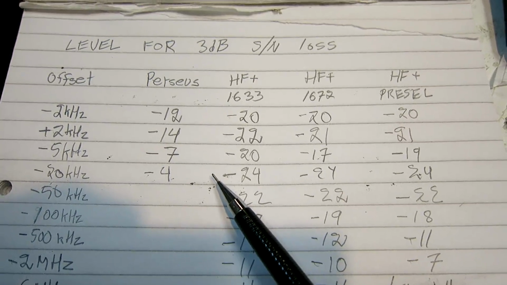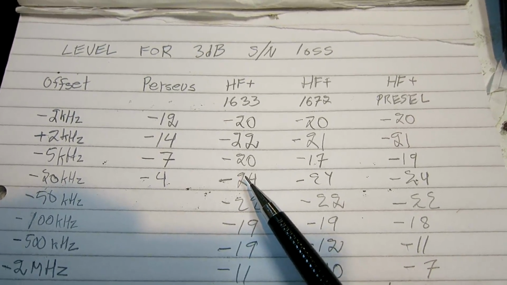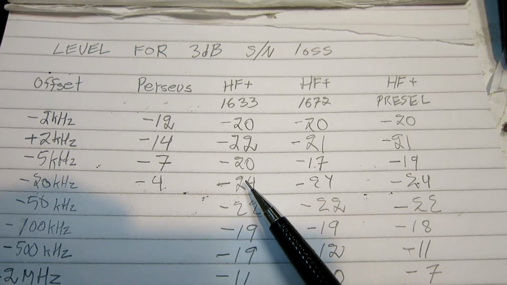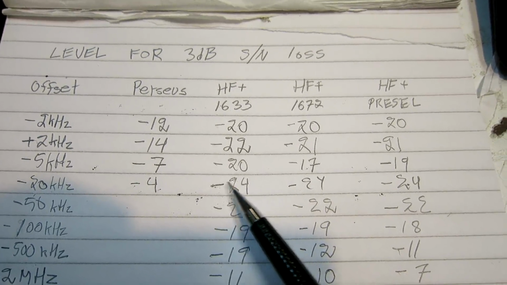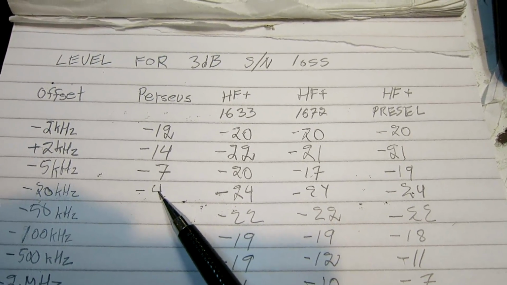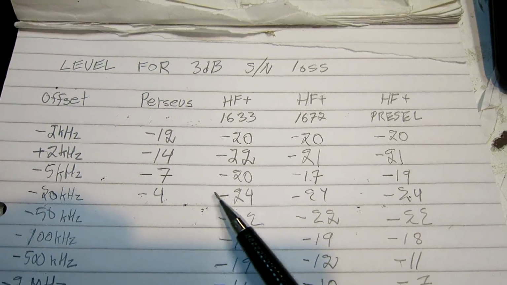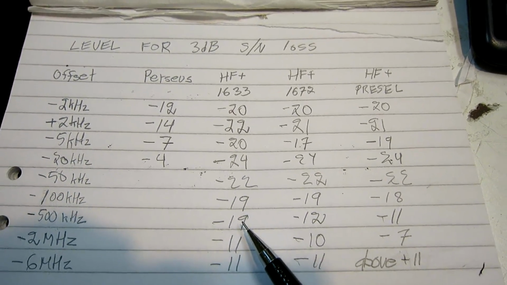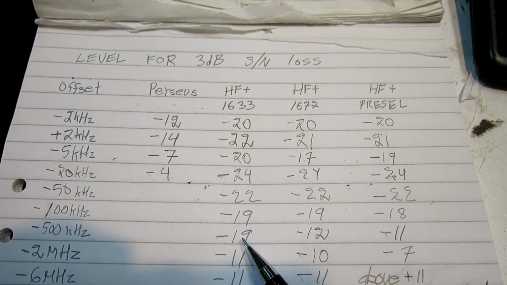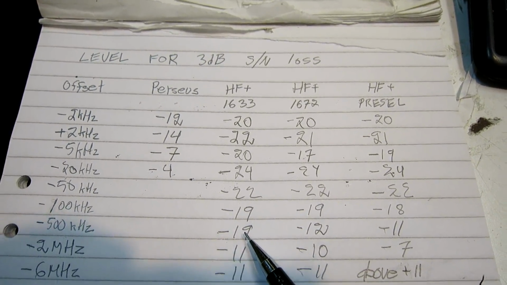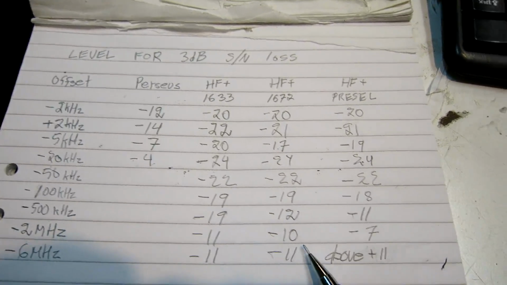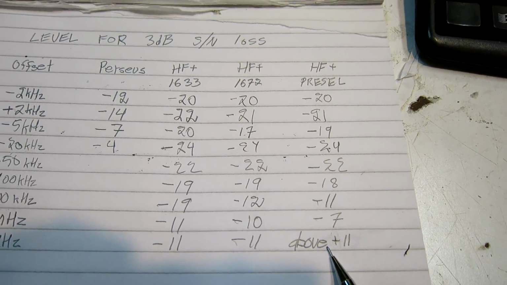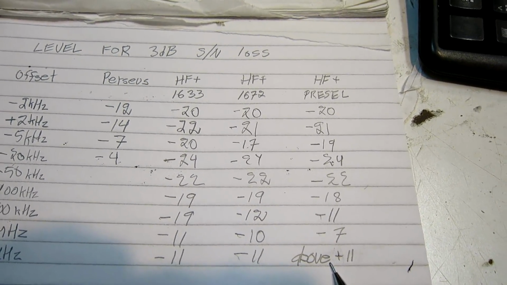At 20 kHz, there is a noise hump in the HF Plus, because that is a typical characteristic of the PLL that's used for the local oscillator, while the perceives has reached its flat noise floor. So the difference at 20 kHz is 20 decibels. And then at larger separations, the HF Plus becomes a little better. And then at very large separations and with the preselector, the HF Plus is above plus 11 dBm.